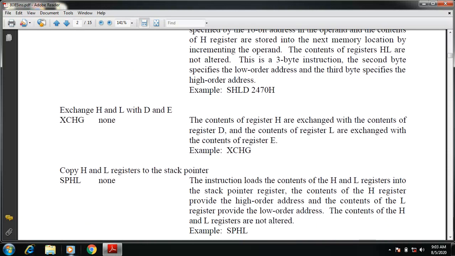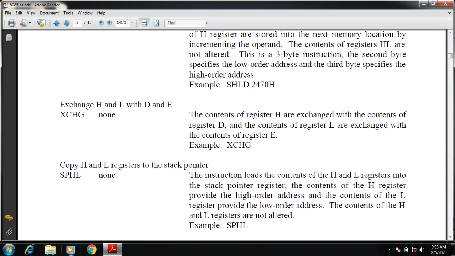Next, XCHG, exchange H and L with D and E. Exchange H and L with D and E to exchange the data of register pairs. The content of register H is exchanged with the content of register D first. Similarly, the content of register L is exchanged with the content of register E. So directly exchange the data from one register to another register, that is H register is replaced by D and L register is replaced by E. So that is the meaning of exchange.